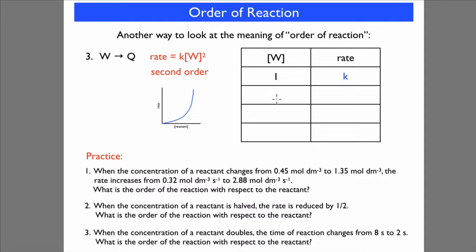What if we were to double it? If we double it, then we'd have 2 squared, which gives us 4k. So you see we've doubled this, but the rate is multiplied by 4. What if we were to triple it? Then 3 squared is 9k. So we've tripled this, but the rate has gone up times 9. And if we were to half it, you can probably guess, put 0.5 in there, 0.5 squared is a quarter.